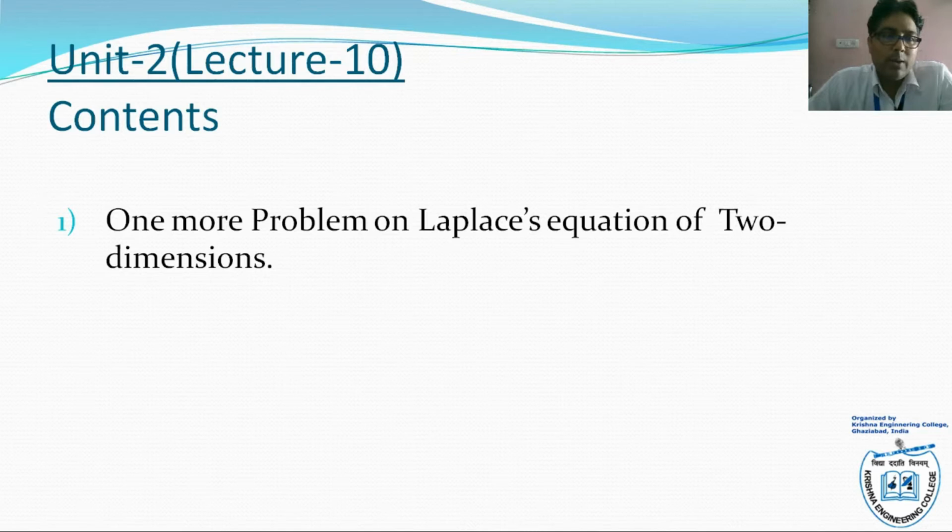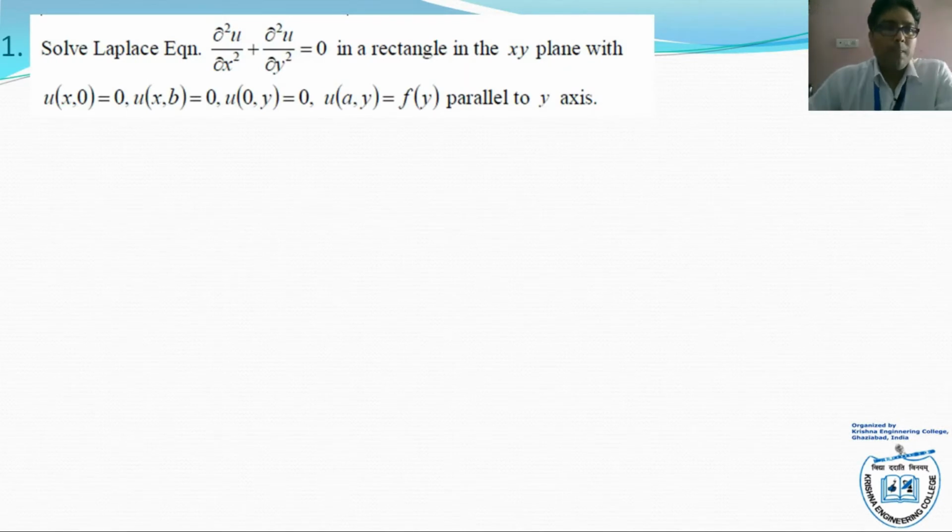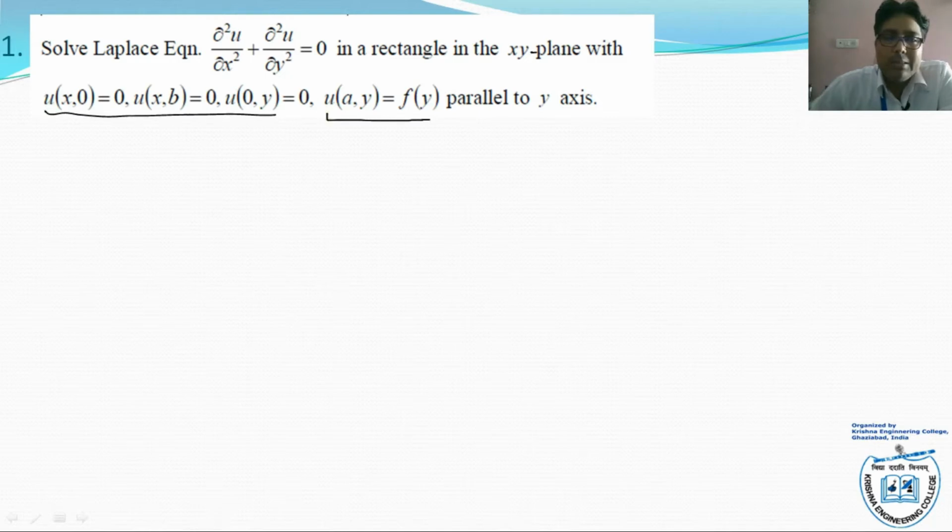In this lecture, we will learn about one more problem of Laplace equation of 2 dimensions. Clear? This is the problem. Here there are 4 boundary conditions given, out of which 3 boundary conditions are 0 and 1 boundary condition is non-zero. The solution is based only on the non-zero boundary condition. Here the non-zero boundary condition is given in terms of y. So the solution of the given Laplace equation will be obtained at k is equal to plus p square. Clear?